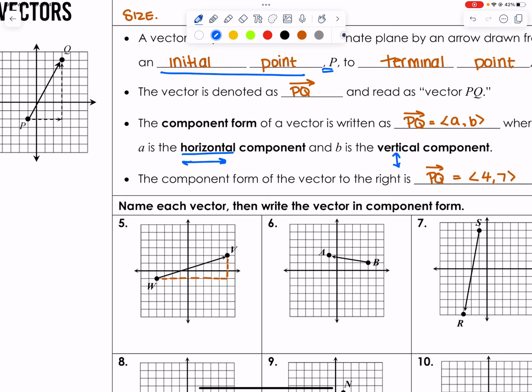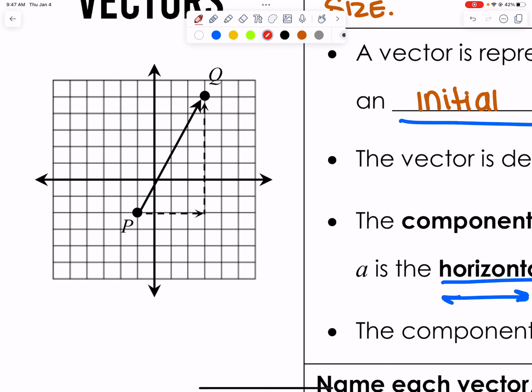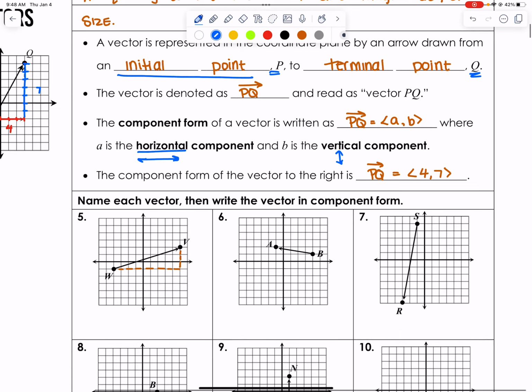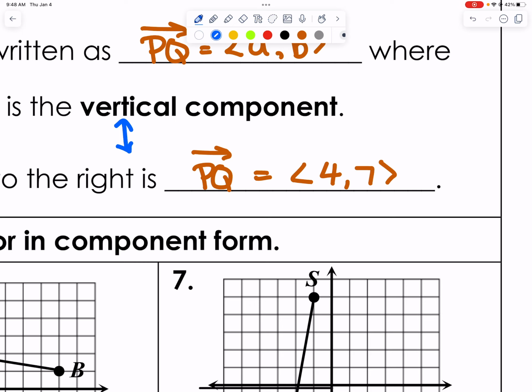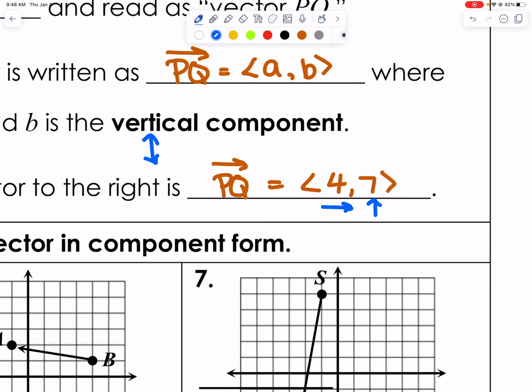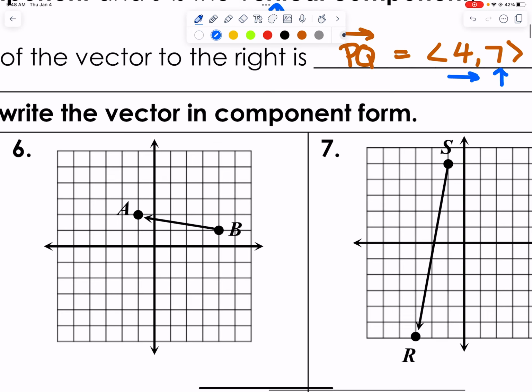So basically the component form of what we see here is, starting from our initial point, which is P, how much am I moving to the right in order to get to my end point here? So I moved 1, 2, 3, 4. Positive 4 points to the right. And how many points did I move up? 1, 2, 3, 4, 5, 6, 7. I moved up positive 7 points. So my vector component here is written as vector PQ is ⟨4, 7⟩. Because remember, 4 was the distance it moved to the right, and 7 was the distance it moved up. So instead of using h and k, this is just the smaller abridged version of what we previously did in the last lesson.